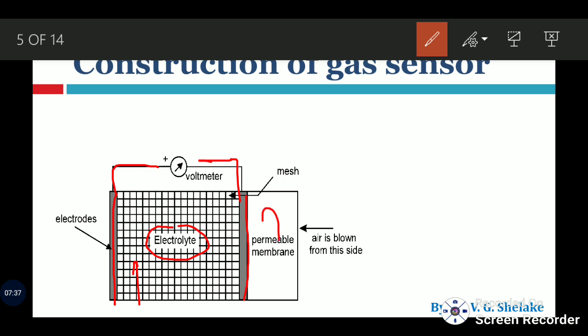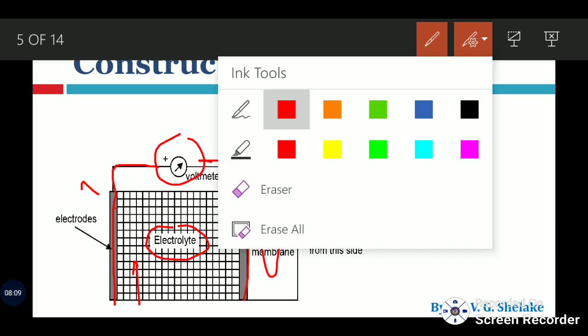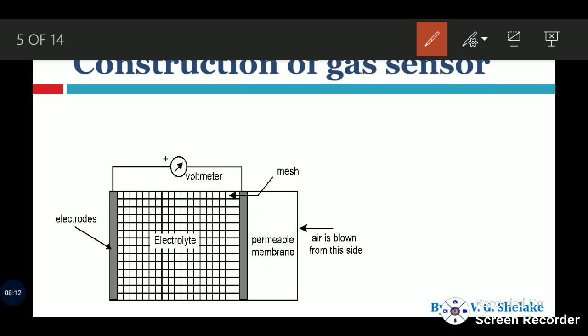This is a permeable membrane. Through this permeable membrane, the gas under test is sucked in by a suction pump, and the gas enters the electrolyte and there will be a chemical reaction. When the gas under test passes through the electrolyte, ionization will be carried out and a potential difference will be observed across the two electrodes, and that potential difference is measured using the voltmeter. That is the simple construction of the gas sensor. So now we have an idea about gas sensors.